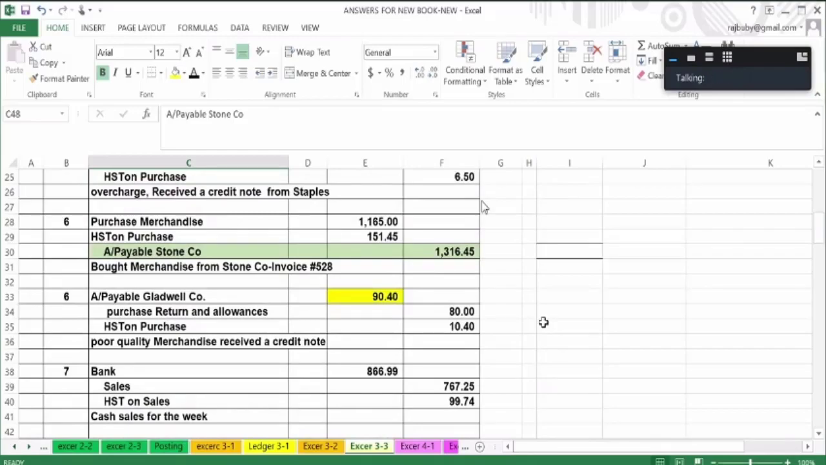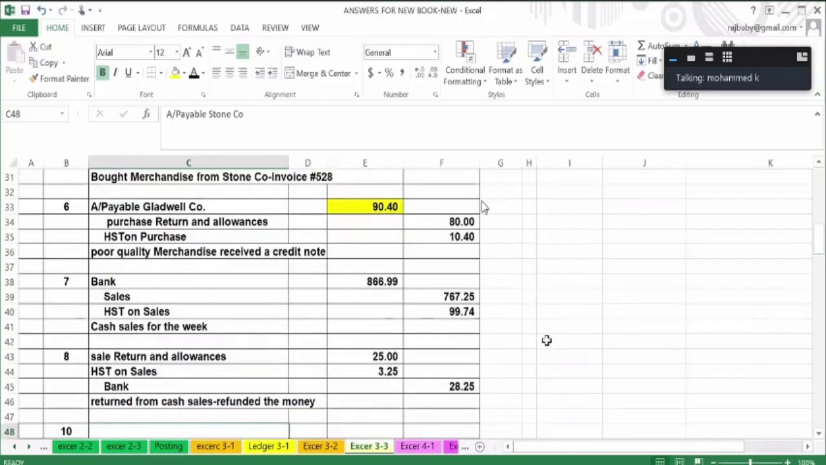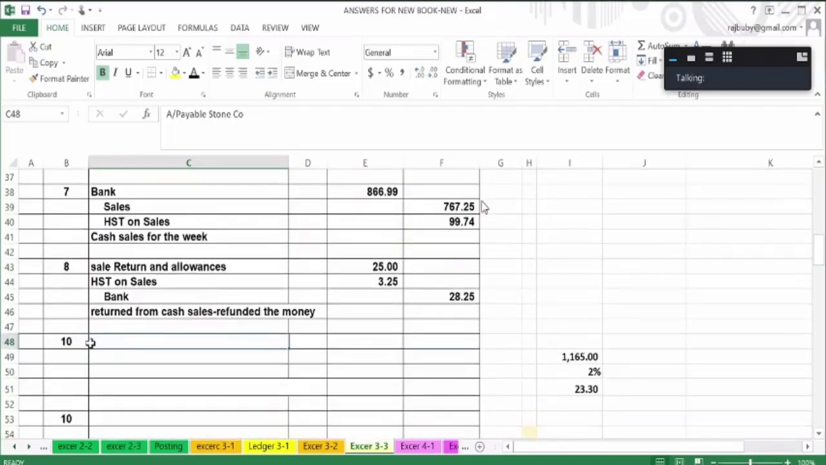Issued check number 75 to Stone Co. This is the one, number 6. When we are calculating the discount, we have to calculate the discount only for this, not for the HST. And then you have to find out how much you are going to pay. Well, that was the one with terms 2%.